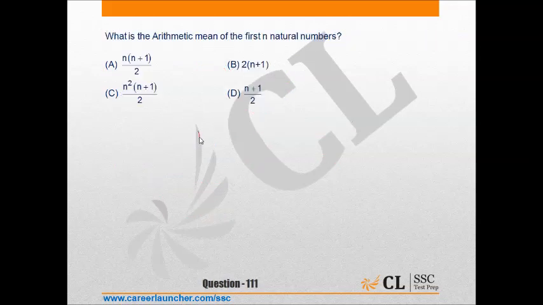What is the arithmetic mean of first n natural numbers? Sum of first n natural numbers is n into n plus 1 by 2. Arithmetic mean is divided by n, so this gives me a value n plus 1 by 2. Option D.